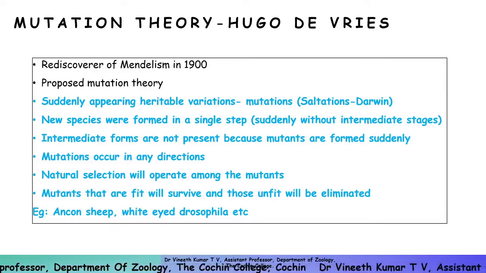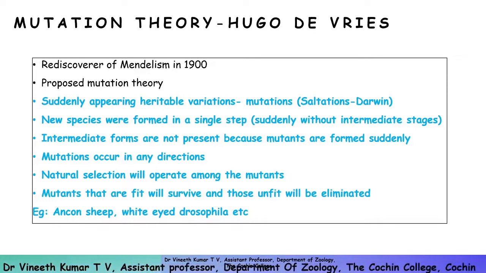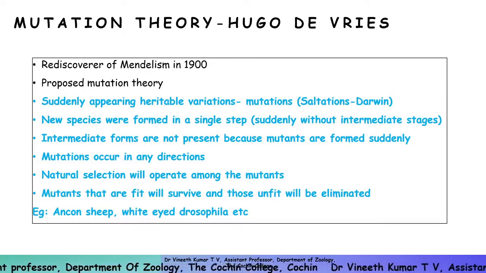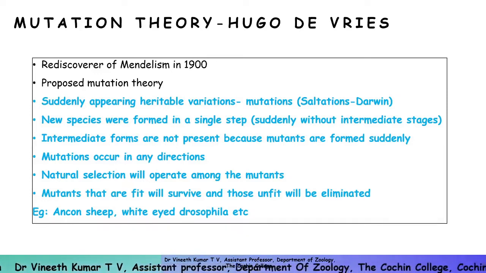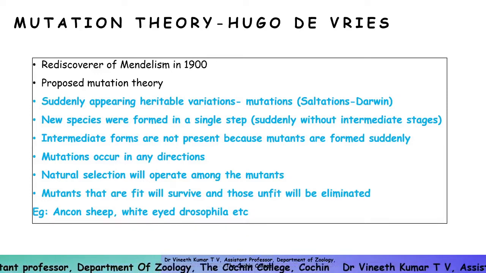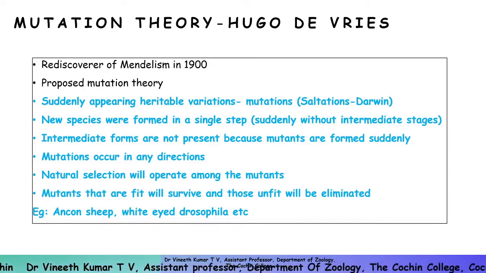Hello everyone, welcome to our discussion on the theories of organic evolution. In this session, we are going to discuss the mutation theory proposed by Hugo de Vries. He was one of the rediscoverers of Mendelism in the 1900s. He also proposed the mutation theory.